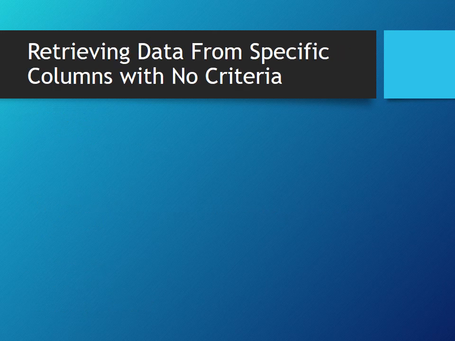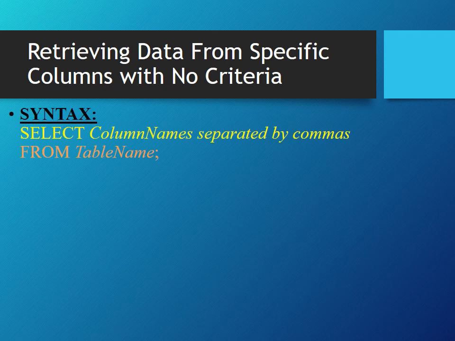In this example, we will retrieve data from specific columns with no criteria. Let's look at the syntax for this. Select column names separated by commas from table name, semicolon. The where statement is not needed here because we do not have criteria. Now for a sample question.